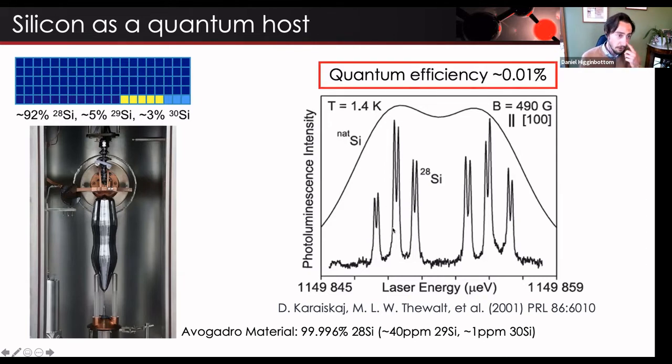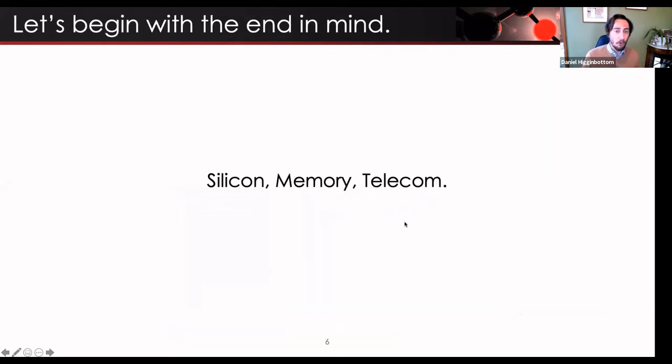But unfortunately, the phosphorus quantum efficiency for this transition is very low, less than 0.01%. So those weak, inefficient transitions aren't very appealing. And for a long time, that was the common assessment of silicon for spin photon technologies, which was that it lacks strong, efficient emitters. But there are a couple of well-known options.